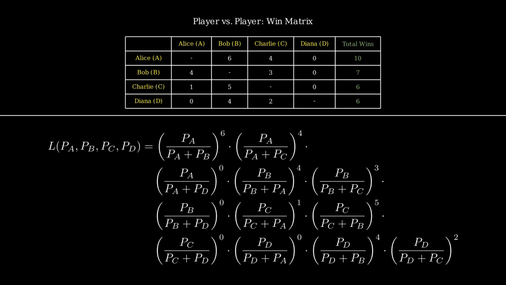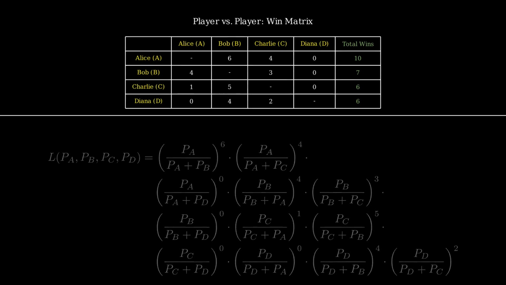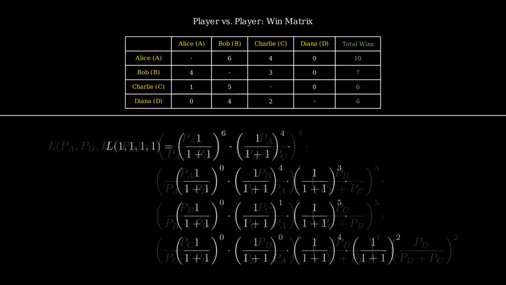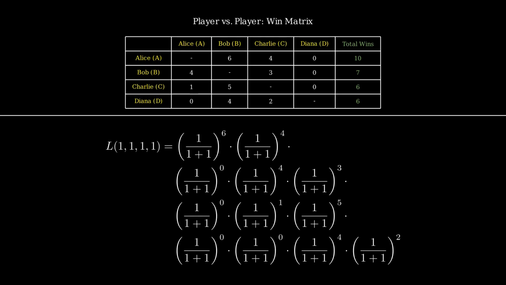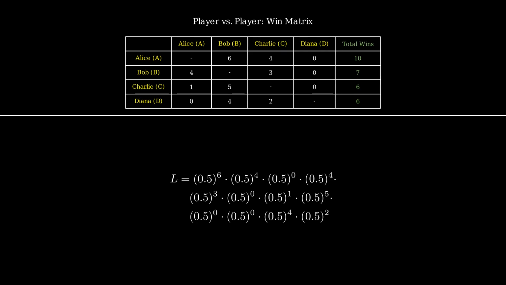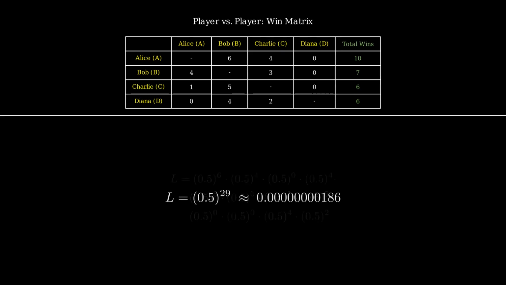Now let's assume all of the players have the same strength. They are all equally strong at 1. So we replace all of their strengths with 1, and that simplifies to 0.5. As you can see, 0.5 to the 29th power is a very small number. So it's very unlikely that they are all equally strong.